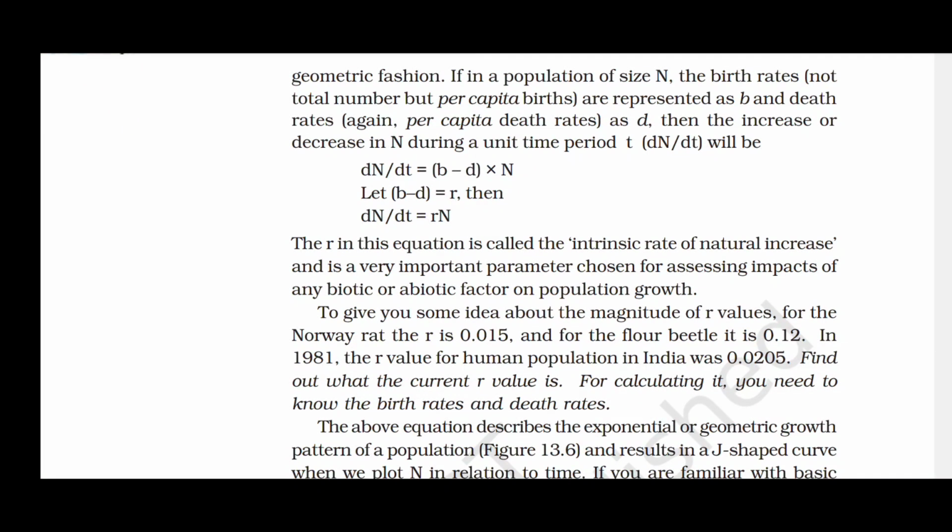The r in this equation is called the intrinsic rate of natural increase and is a very important parameter chosen for assessing impacts of any biotic or abiotic factor on population growth. To give you some idea about the magnitude of r values, for Norway rat, the r is 0.015 and for the flour beetle it is 0.12. In 1981, the r value for human population in India was 0.0205. Find out what the current r value is. For calculating it, you need to know the birth rates and death rates.